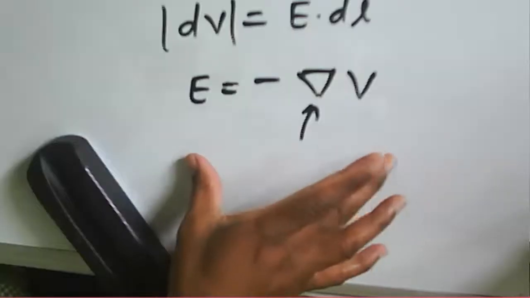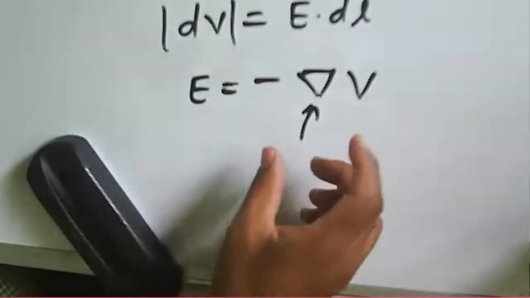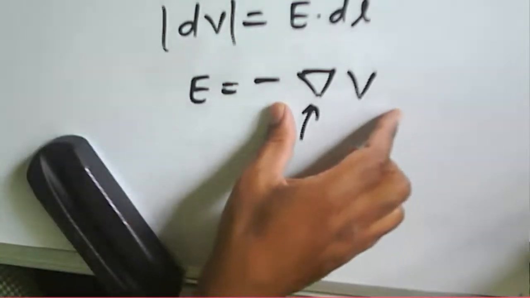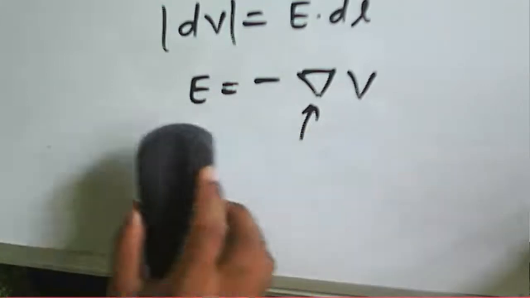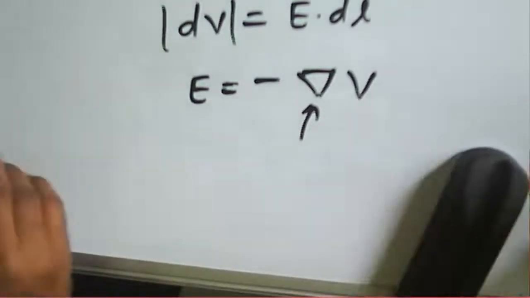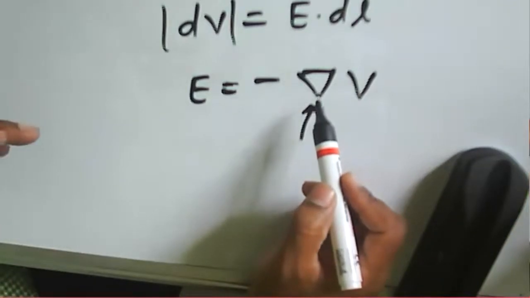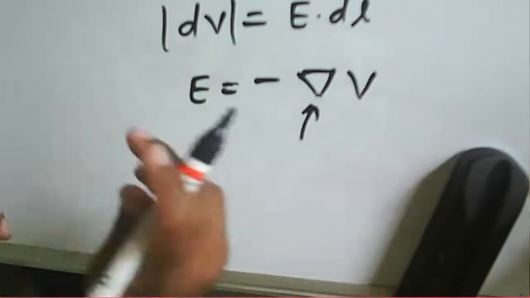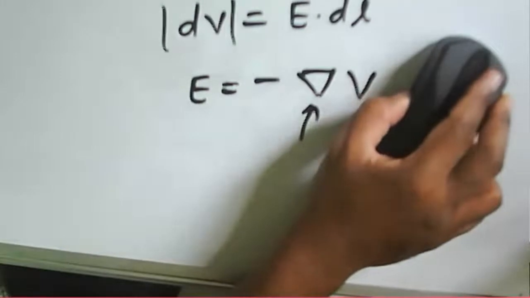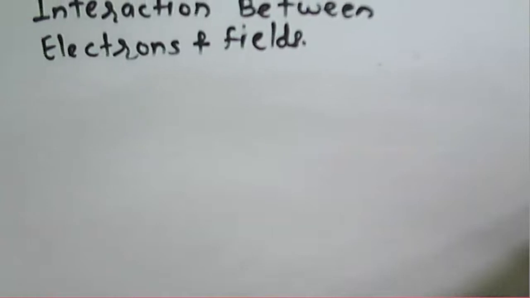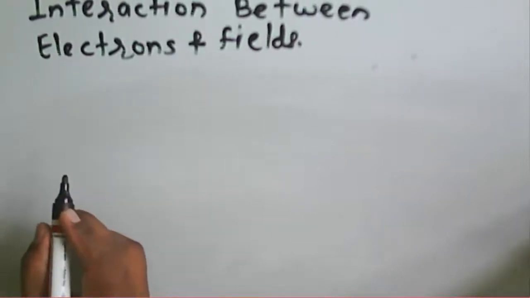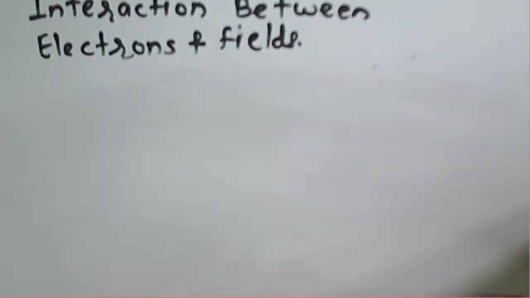So E is equal to minus del V, that is the gradient of potential. We say gradient because it is moving from the higher potential to the lower potential. That is the motion of an electron in an electric field. Now we talk about electron motion in a magnetic field.